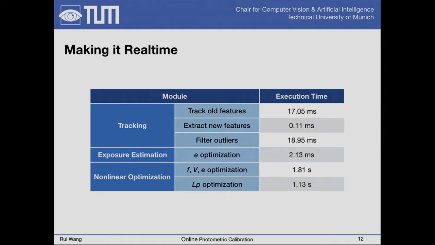So what about the speed? Here I show a table summarizing the runtimes of each part. It is worth noting that there is no need to optimize for the response and vignetting for each new image frame, because in practice they are almost constant for each camera. So we only optimize the exposure time for each new frame and use a separate thread to optimize the response function and vignetting in the background. Also, our code is not super optimized, so I believe the runtime could be further improved. But it can already run in real time.